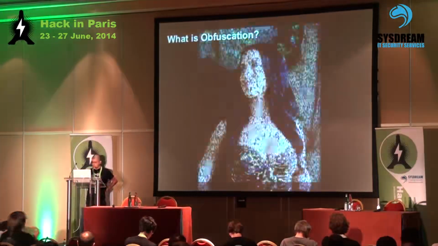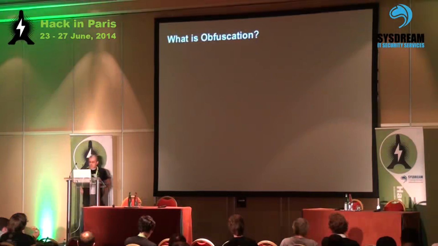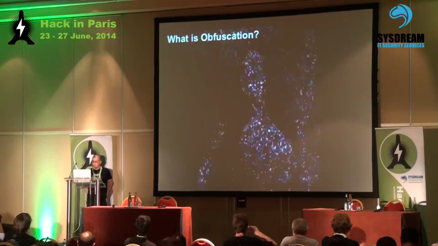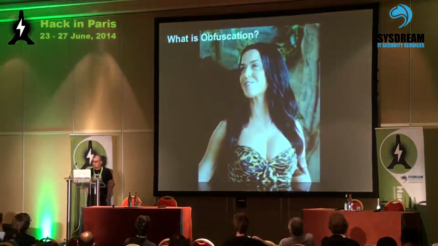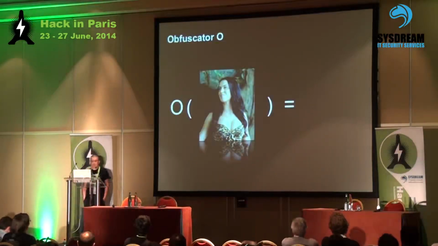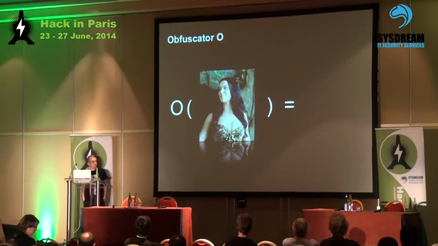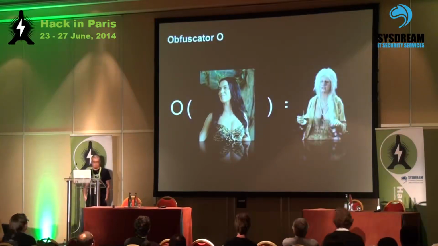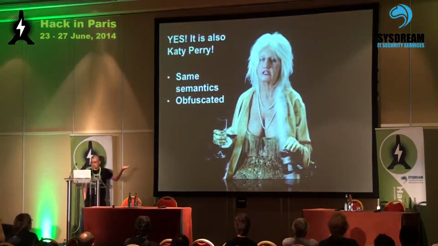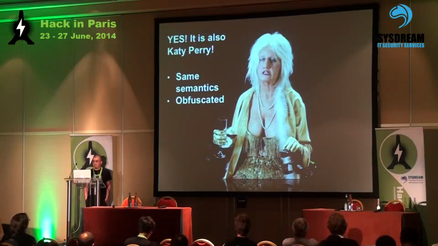Sorry. So what is obfuscation? If you take a software, an application, for example, in this case the application will be called Katy Perry, and you have an obfuscator O, which is like a mathematical function, and you apply this obfuscator to Katy Perry, and you get another Katy Perry. It's still Katy Perry. It has almost the same semantics, almost the same side effects. Perhaps it's a little bit slower or things like that. And it's obfuscated.